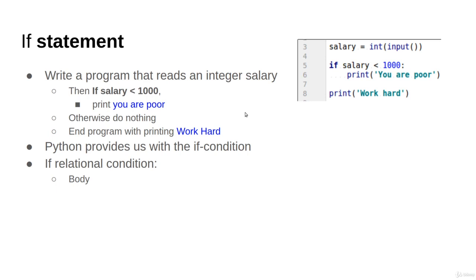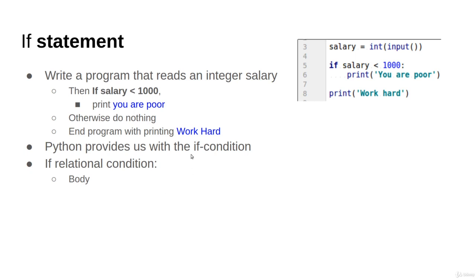Looking at these requirements, if I ask you to write a program that reads an integer for a salary, and if the salary is less than 1000, you will print "you are poor". Otherwise, you do nothing, and in all cases you end the program by printing "work hard". If you look at what we learned so far, there is nothing that helps you have such control on the flow of your program. Python provides us with what we call the if condition.